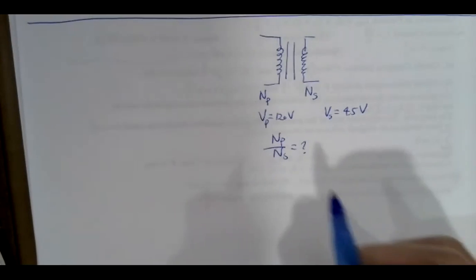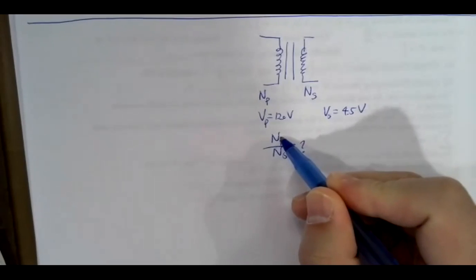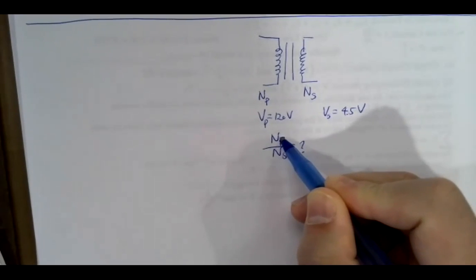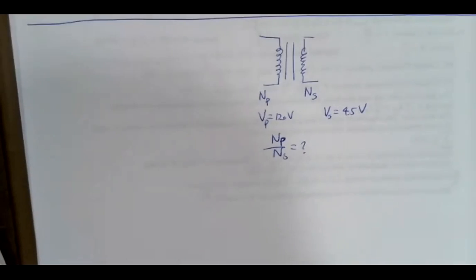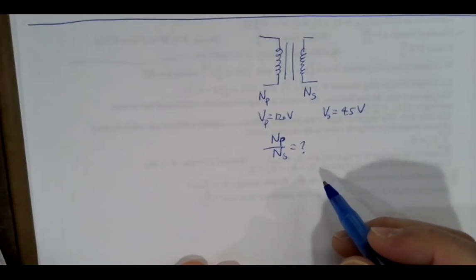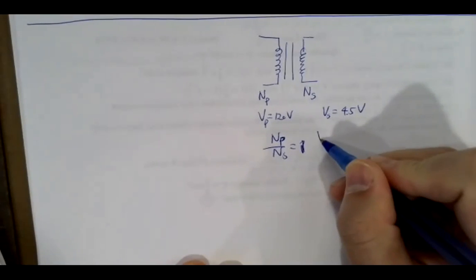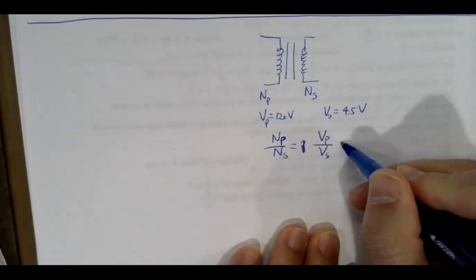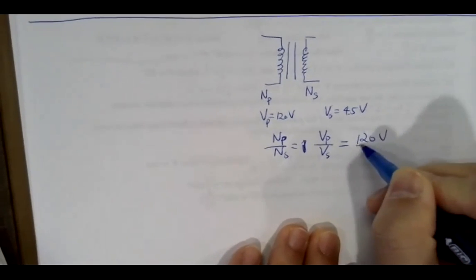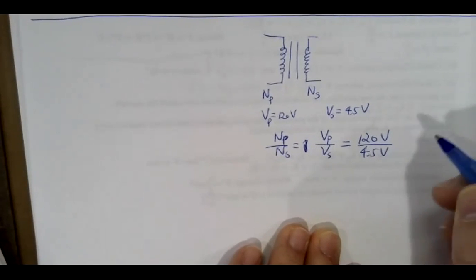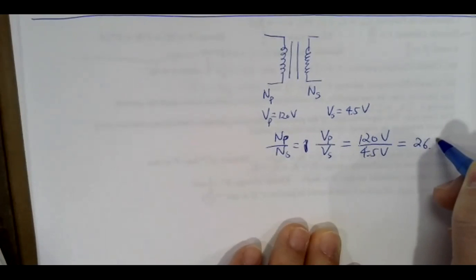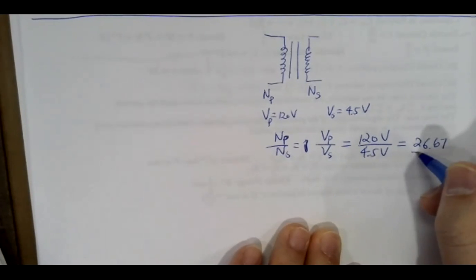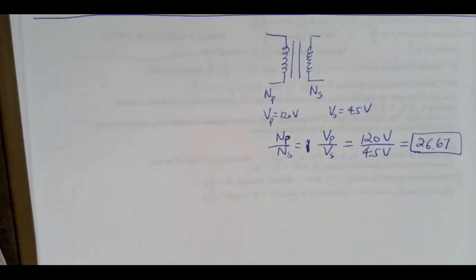So here we're looking for the ratio of the primary coil's number of turns over the number of turns on the secondary coil. In this case, this should be equal to the voltage on the primary over the voltage on the secondary. You can simply do that when you take down the transformer equation. So this will be 26.67. Let me know if you have questions on this one.